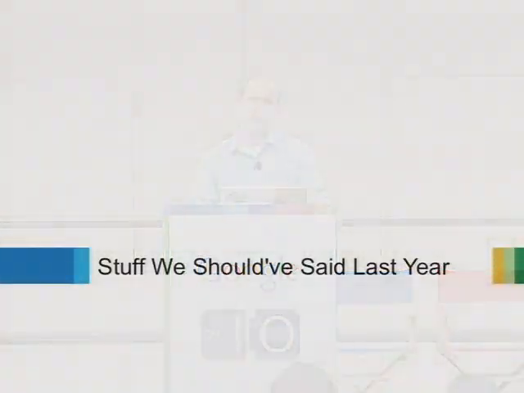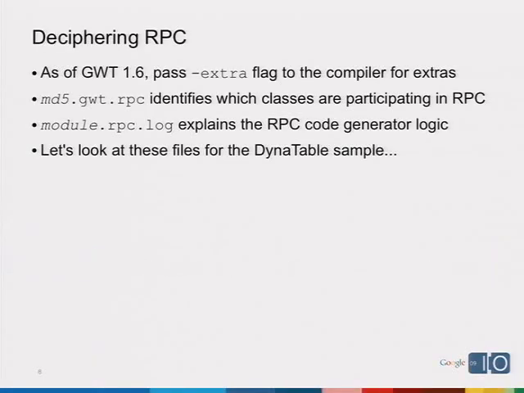There's a couple things we should have said last year that aren't strictly related to code splitting, but that do help you analyze what the compiler is doing. So the first thing is RPC. It's a very convenient way to send Java objects back and forth across the wire. It makes it easy to share source code between your server-side code and your client-side code. Lots of benefits. But it also generates client-side proxy code to serialize and deserialize these various objects. And if you're not careful, 20 or 30% of your total script size can be this generated RPC code.